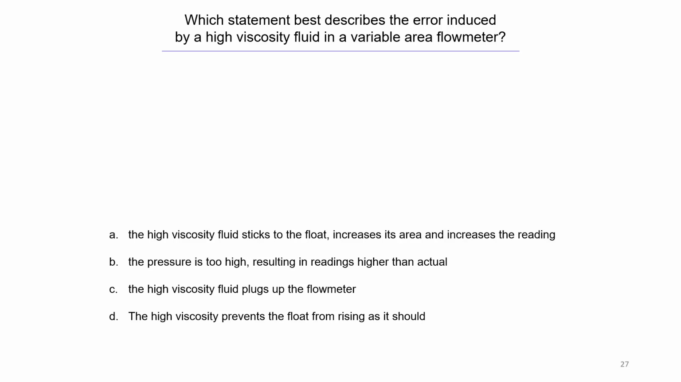Okay, which statement best describes the error induced by a high viscosity fluid in a variable area flow meter? Again, pause, come back. So the answers are: A, high viscosity fluid sticks to the float, increases its area, and increases the reading. B, the pressure is too high, resulting in readings higher than actual. C, the higher viscosity fluid plugs up the flow meter. Or D, the high viscosity prevents the float from rising as it should. So remember we said this, we said A. A is the correct answer in this case.